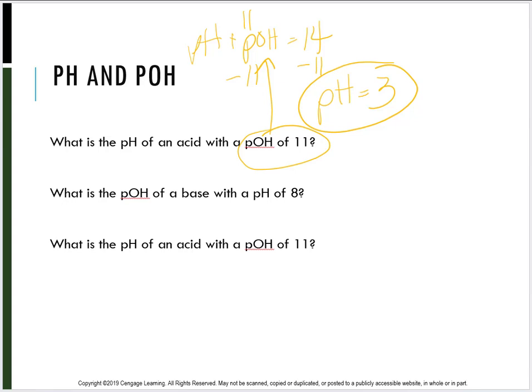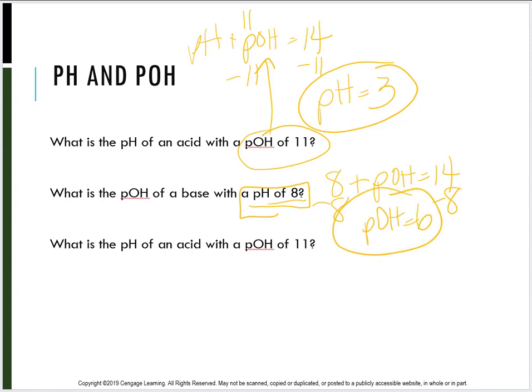What is the pOH of a base that has a pH of 8? So again, if I know the pH is 8, I could say 8 plus pOH is equal to 14. So 14 minus 8. So the pOH is 6.